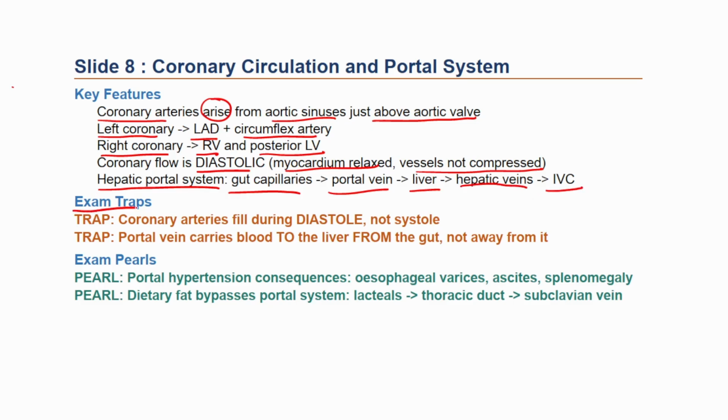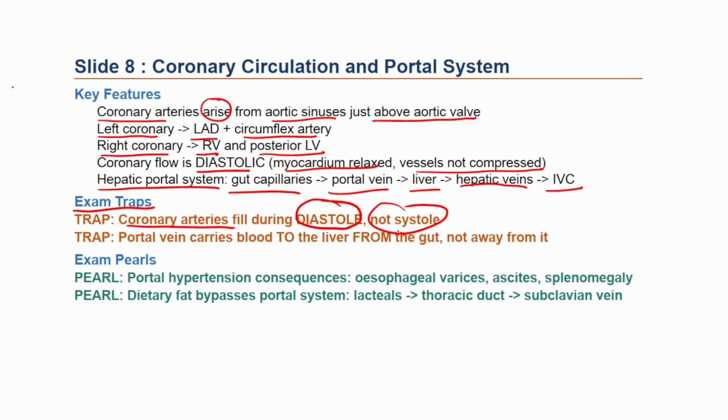Now coming to the exam traps. A favorite trap is asking a question that implies the coronary arteries fill during peak ventricular ejection or systole because they branch off the high pressure aorta. Remember the absolute rule highlighted on this slide. Coronary arteries fill during diastole, not systole, making them highly sensitive to changes in diastolic relaxation time.